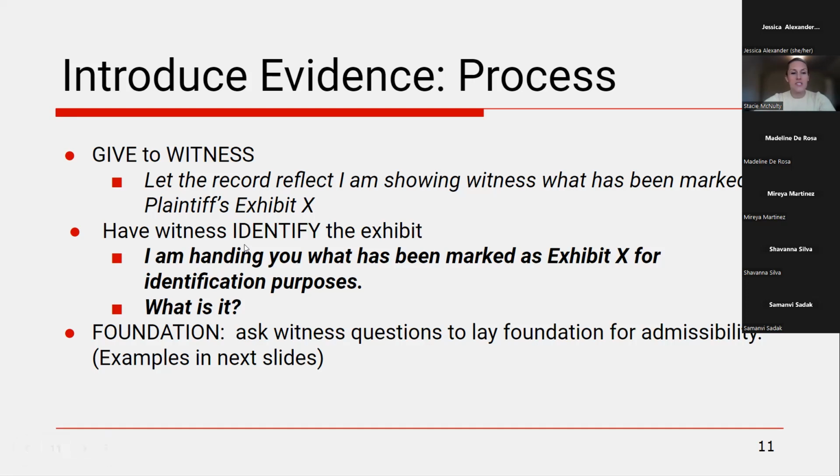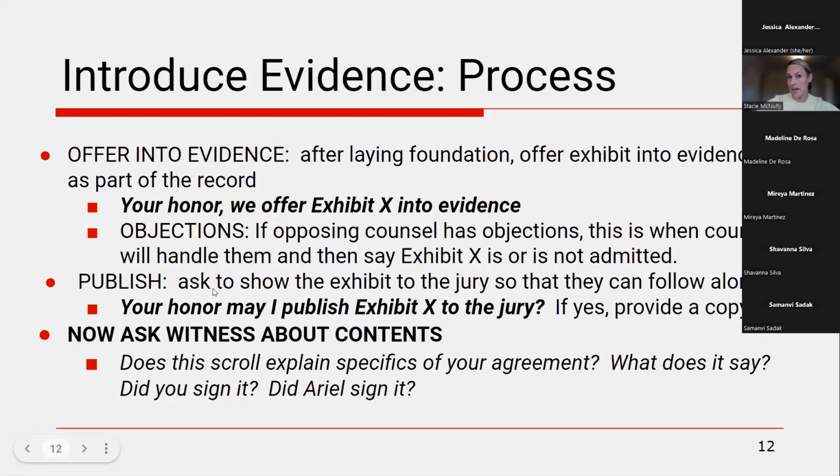So the witness identifies it, then you're going to do foundation. I will get to that in just a few slides, but know that the witness has to identify it, then foundation, then you offer it into evidence. So basically you're saying this record or this document, we've established that it's admissible evidence. And so now you're asking the court to put it in the record as something that the jurors can refer to and rely on when they are considering whether or not you've proven your case.